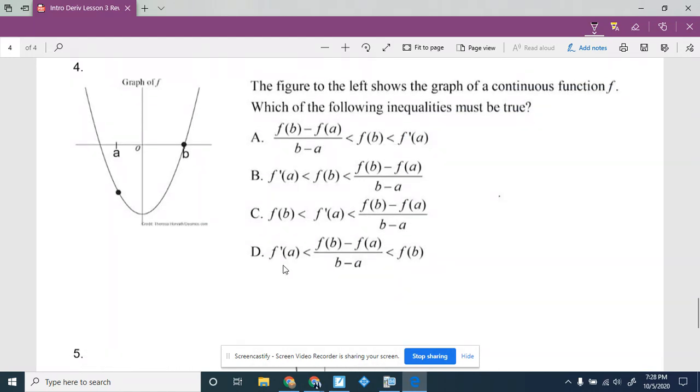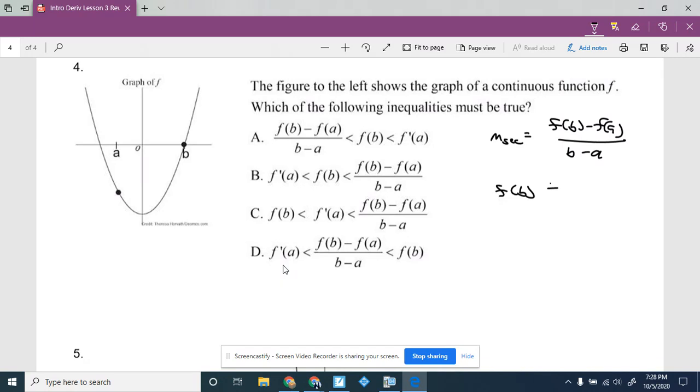Let's take a look at this solid little question. It says the figure to the left shows the graph of a continuous function f, which of the following inequalities must be true. So now think about what they're testing you on here. You see f of b minus f of a over b minus a. So hopefully you know that's the slope of the secant line. So they're testing you on that, right? So do you know that? Then you see f of b, that's just a y value on the graph, right?